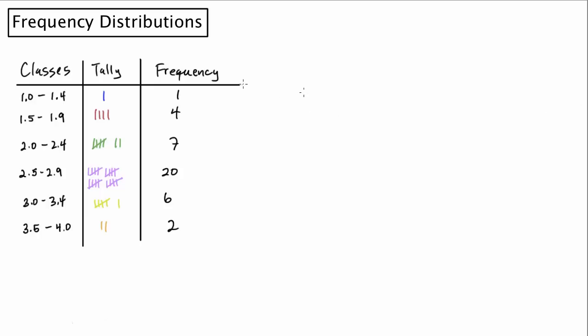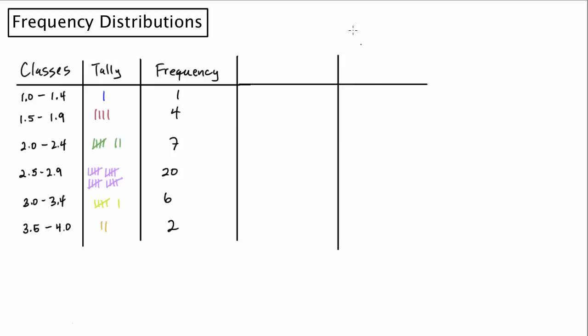So let me go ahead and do that right quick. I'm going to extend this out, and I want to make 2 more columns. The first column that I want to make here is what I called the relative frequency column, or the cumulative frequency column, excuse me. So this is the cumulative frequency, and then the last column is going to be the relative frequency.